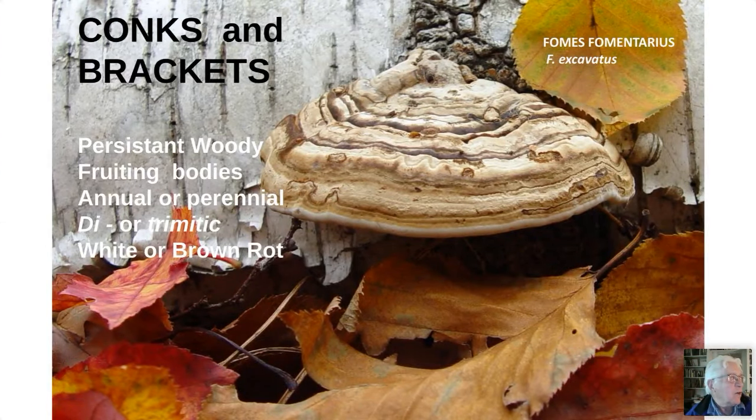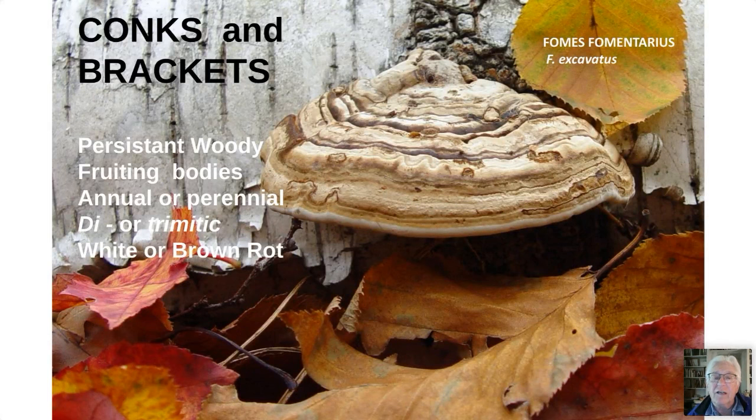Now, we're moving on, looking at conchs and brackets. And you see here, these are the persistent woody kind of structures that grow on a tree. This looks like it's on a birch tree, doesn't it? So they're the fruiting bodies. This is really a fruiting body. They can be annual or perennial. These ridges are growth spurts.